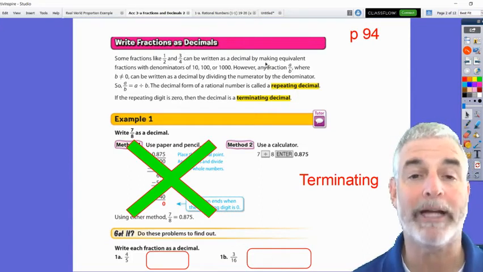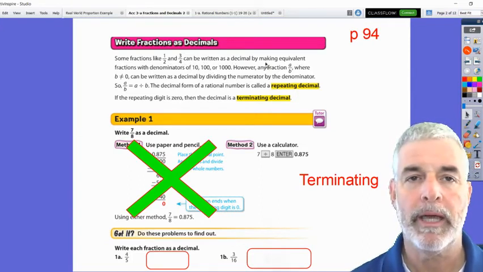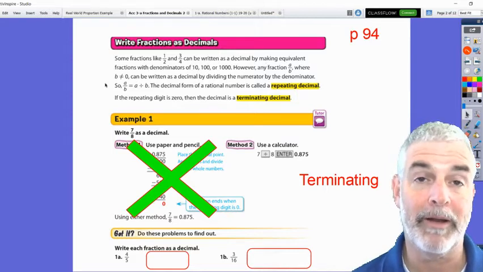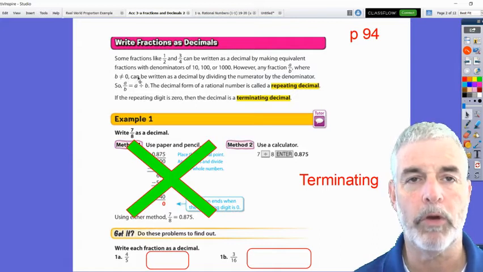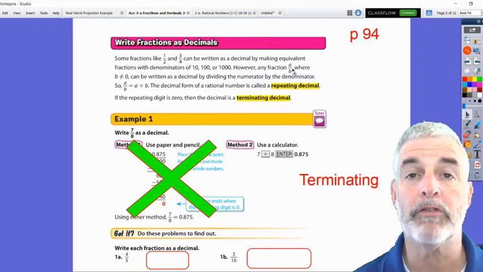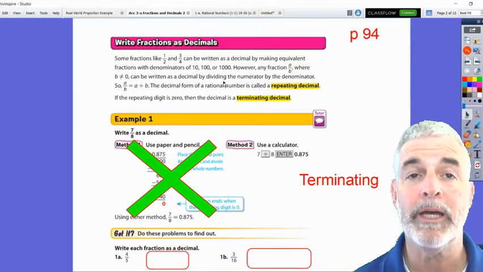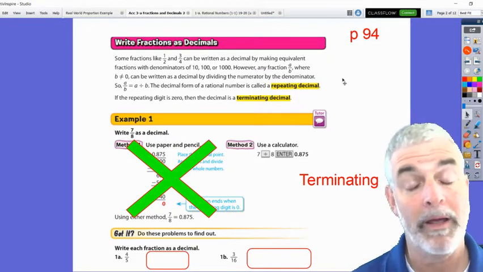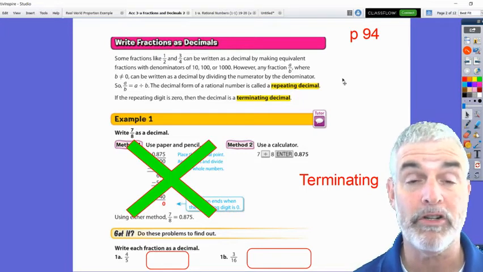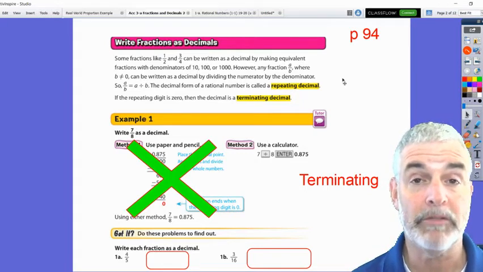But any fraction can be, as long as the denominator is not 0, it points out, because that makes your calculator explode. Okay, so you can't divide by 0. But as long as the denominator is not 0, any fraction can be written as a decimal by dividing numerator divided by denominator. Remember, every fraction is really a division problem anyway. That's what the fraction bar means: divide the top divided by the bottom.